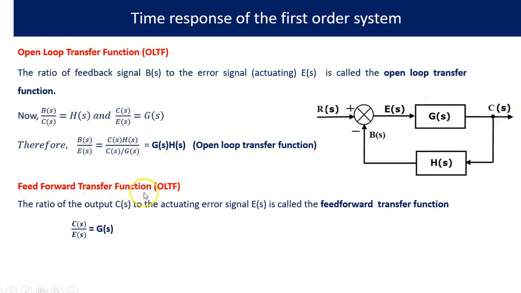Now, the feed forward transfer function. It is the ratio of the output signal C of s to the actuating signal E of s. It is called the feed forward transfer function. So C of s by E of s is equal to G of s. So this G of s is known as the feed forward transfer function. The open loop transfer function is G of s H of s. If unity feedback, then H of s is equal to 1, and the open loop transfer function is G of s.